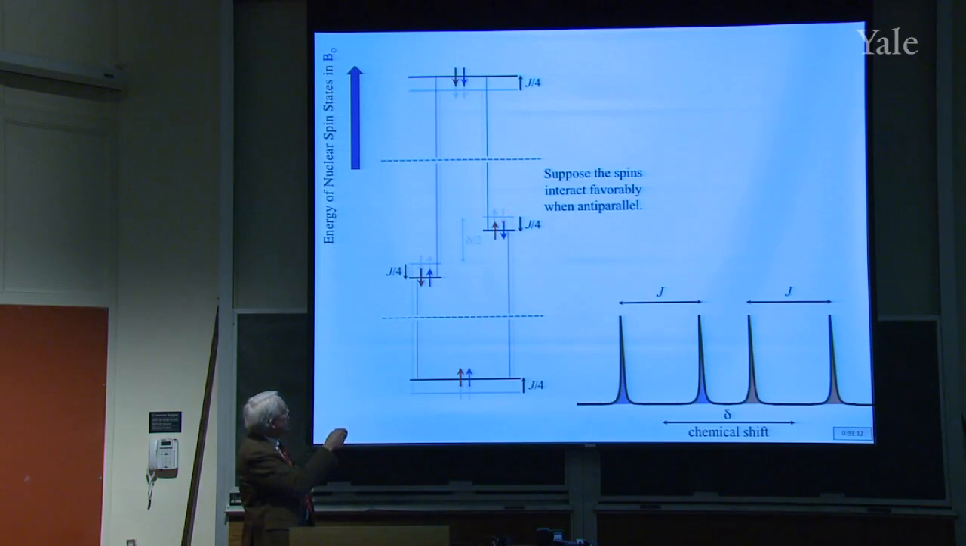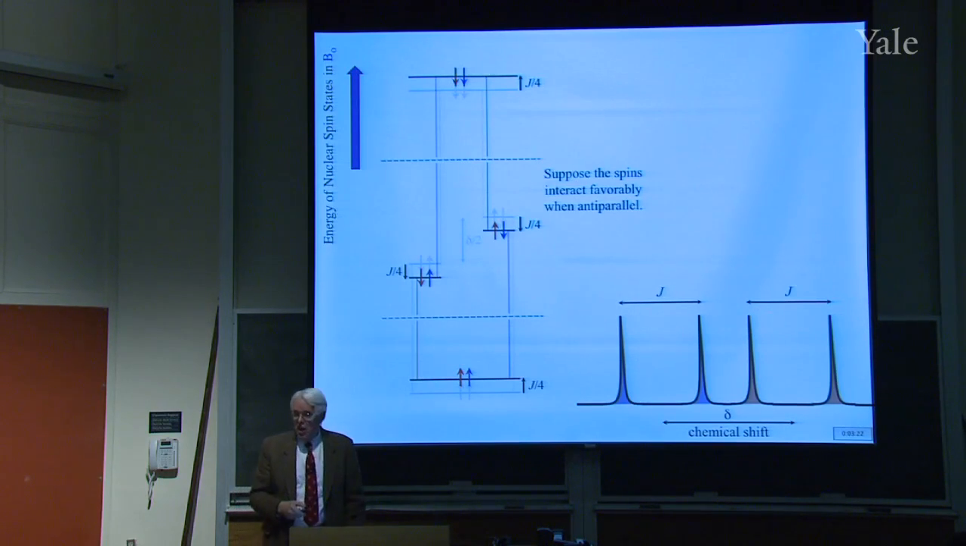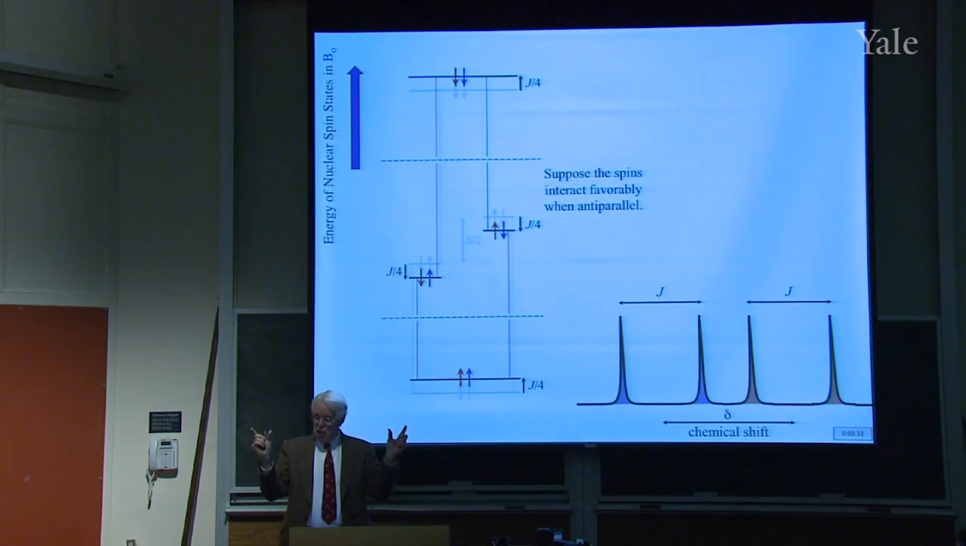If these shifts are J over 4, this transition got longer by J over 2. This one got shorter by J over 2. So the difference between them is J now. So that's where, in terms of the energy of the things interacting with one another, we get chemical shift difference and spin-spin coupling, J.